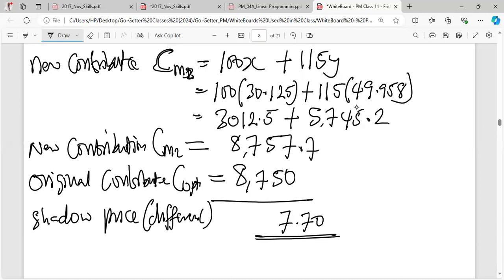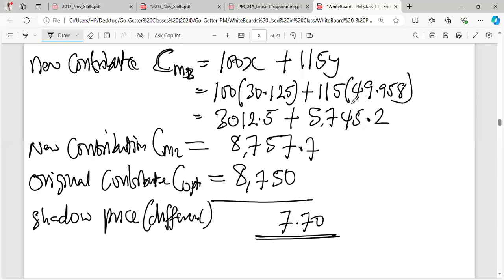So it means that if you are to increase M2 by just 1 hour, you are going to get a contribution increase of 7 naira 70 kobo. So what it means is that 1 hour of M2 utilizing this production will give you 7 naira 70 kobo.